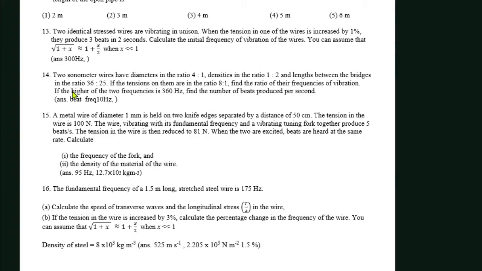I guess most of you might be somewhat okay with the theory behind beats, because it's not very complicated. If there are two tuning forks with frequencies f1 and f2, the beat frequency between them is going to be f1 minus f2, in modulus. So this is pretty basic.